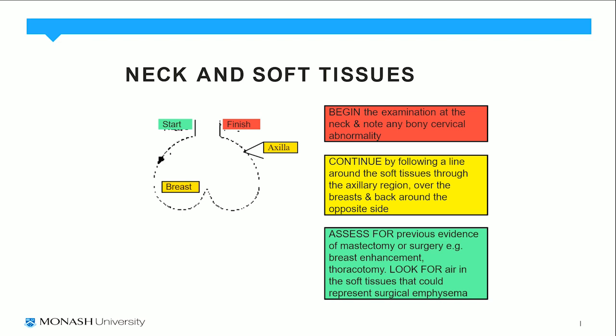I'm moving up to the neck and the soft tissues. Begin the examination at the root of the neck and note any bony cervical abnormalities. Continue by following a line around the soft tissue through the axillary region, over the breast shadows, and back around the opposite side. You need to assess for any evidence of a mastectomy, if you have a female patient, or any breast enhancement or thoracotomies, and also look for abnormal air in the soft tissue that could represent a surgical emphysema.